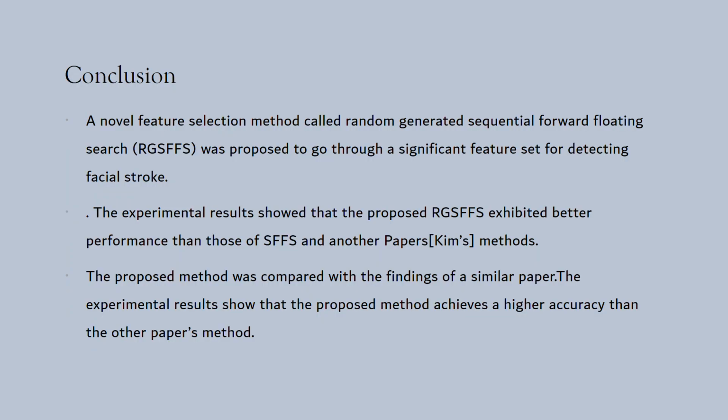So, in conclusion, a novel feature selection method called random generated sequential forward floating search was proposed to find a significant feature set for detecting facial stroke. The experimental results show that the proposed RGSFFS exhibited better performance than those of SFFS and other paper methods. The proposed method was compared with the findings of a similar paper as we have stated above, and the experimental results show that the proposed method achieves higher accuracy than the other paper's method.